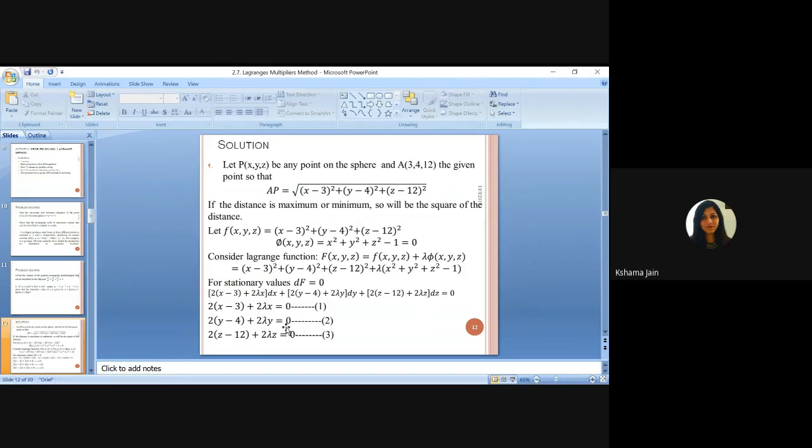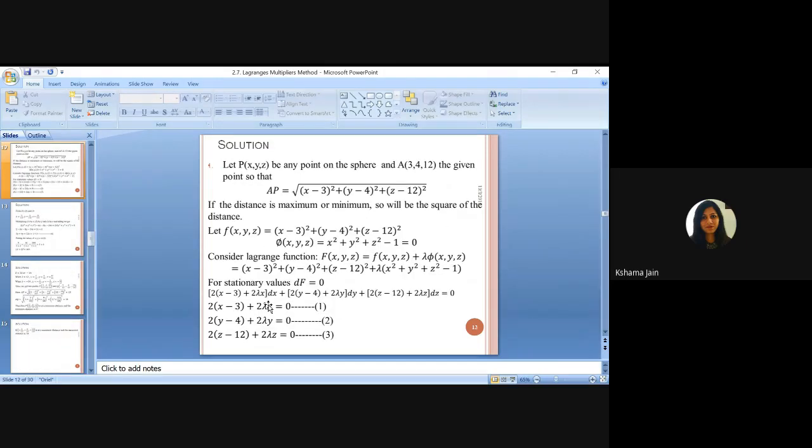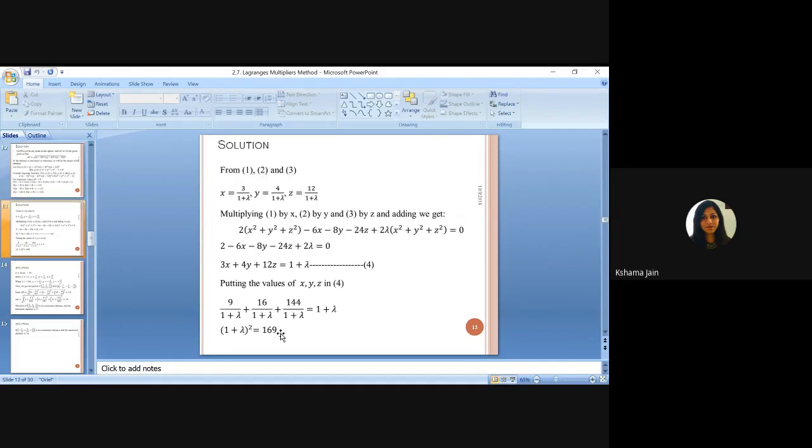So here we are getting three equations. Your work is to solve them. How can we solve them? If you see here, three equations, lambda is there. So what can we do? From here, x I can take in the form of lambda, y I can find out in the form of lambda, and z I can find out in terms of lambda. Okay. So if you get that, what you will do?